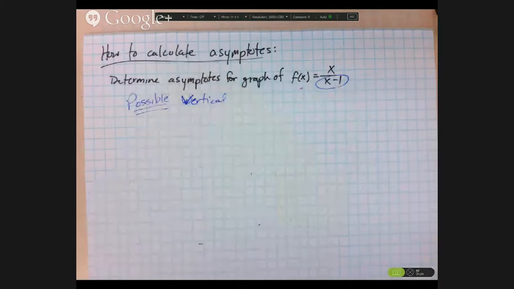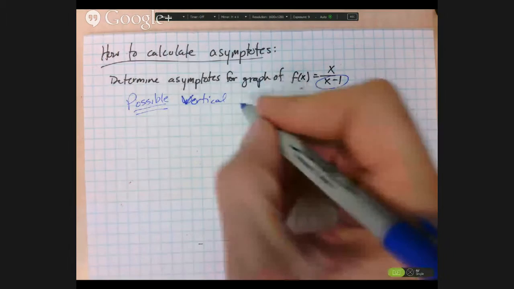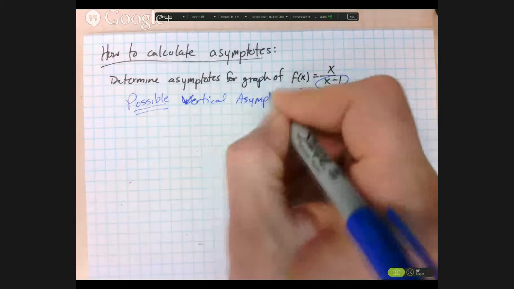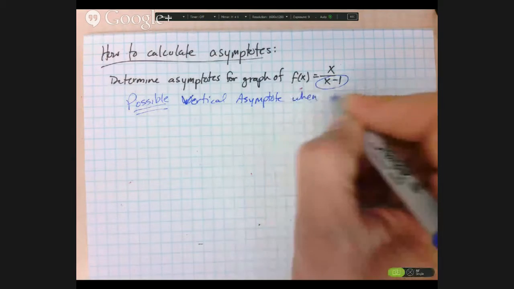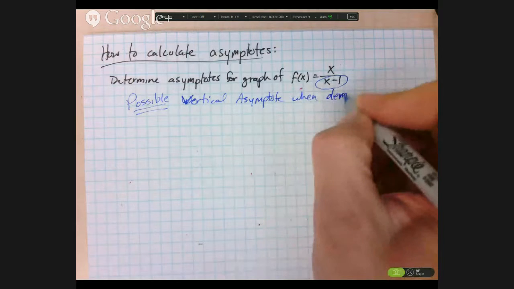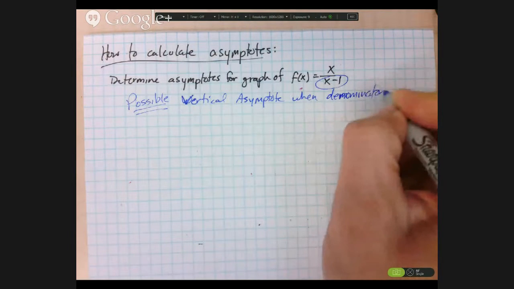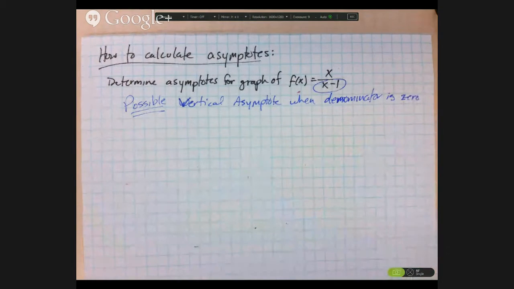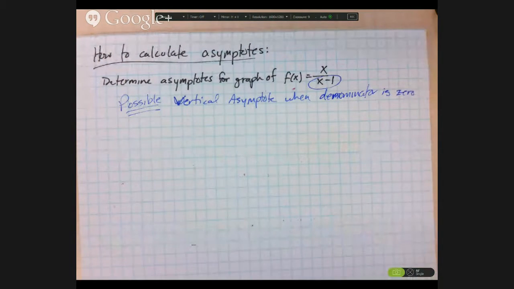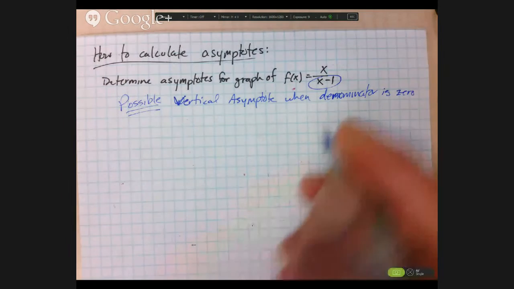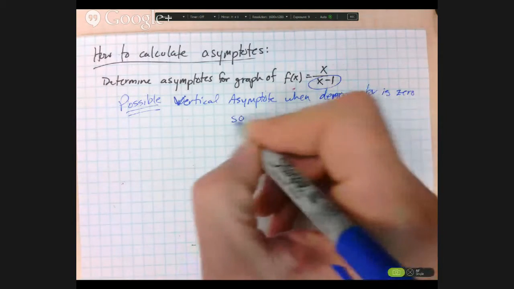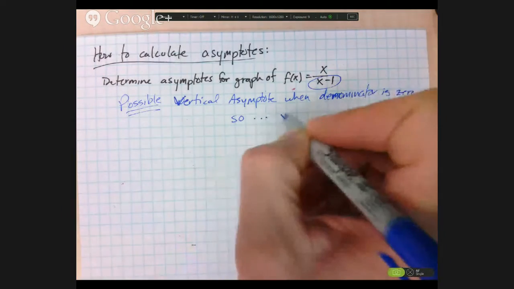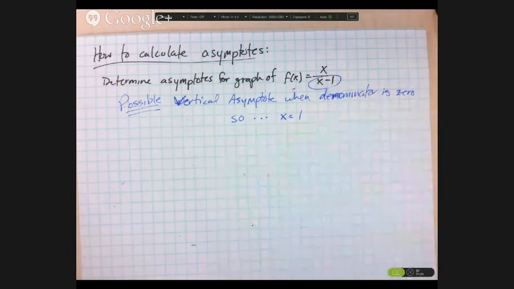Okay, your key here for vertical asymptotes is a possible vertical asymptote when the denominator is 0. We're going to have to test to make sure it is. What x value are we looking at? X equals 1. 1 minus 1 is 0.